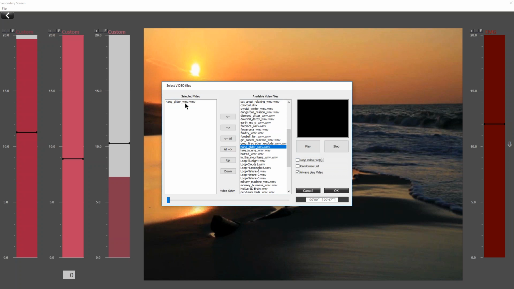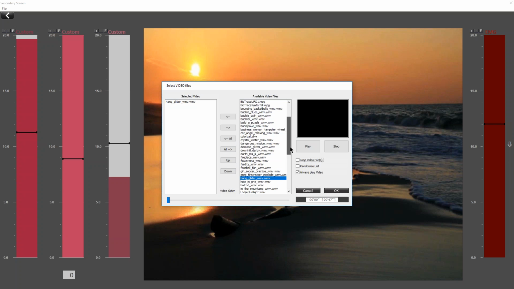Loop video file will just replay this first file over and over again, which is fine if you have a short loop and you just want to replay that short loop over and over again, as most of these video files that come with the program are set up to be continuously looping short video files.